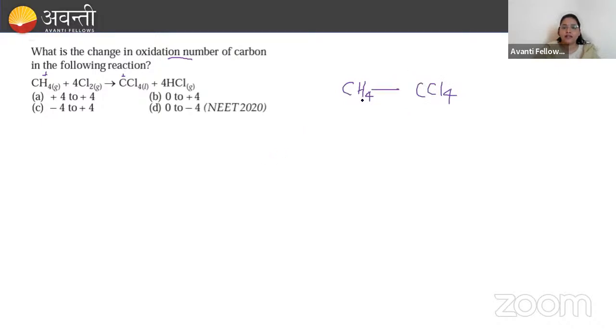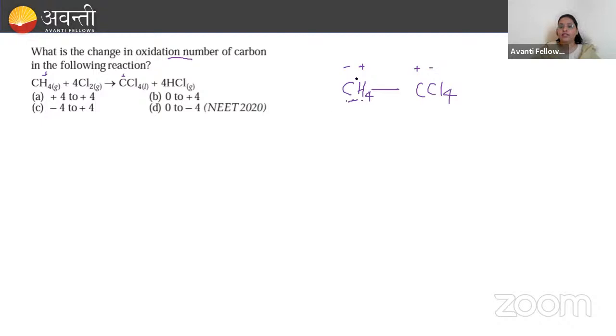You can see that there is hydrogen attached to carbon. And when we need to find the oxidation number, we need to consider which element is more electronegative here. Between carbon and hydrogen, carbon is more electronegative as compared to hydrogen, and that's why carbon will bear a negative oxidation number and hydrogen will bear a positive oxidation number. The converse is the case here. Chlorine is more electronegative as compared to carbon, and that's why carbon will have the positive oxidation number here and chlorine will have the negative oxidation number here.